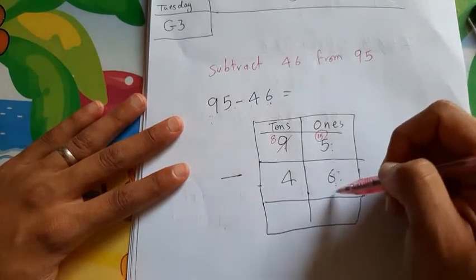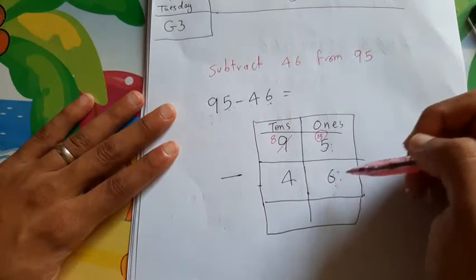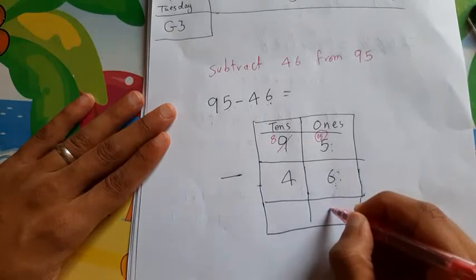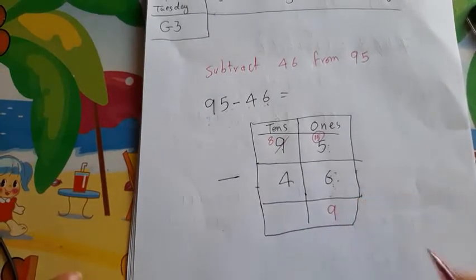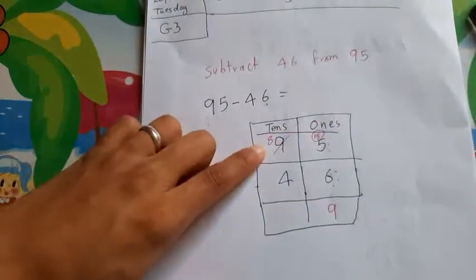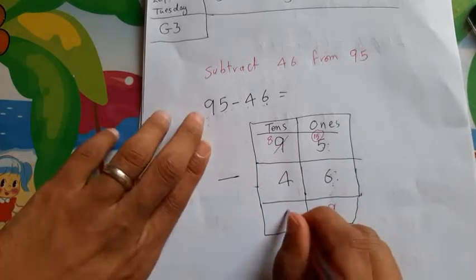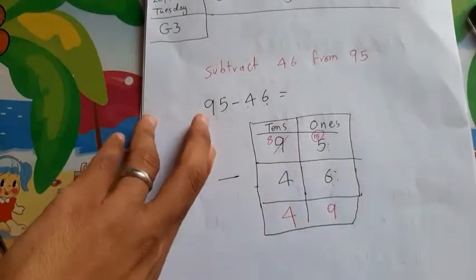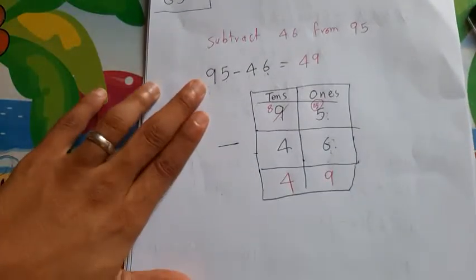Can I take 6 pencils from 15 pencils? Yes, sure. 15 minus 6. Can you tell the answer? The answer is 7, right? Is it 7? No, it's not 7. The answer is 9, not 7. Now here we have 8 minus 4 equals 4. So what is the answer? We have 9 in the ones, we have 4 in the tens. This means 49. Easily 49.